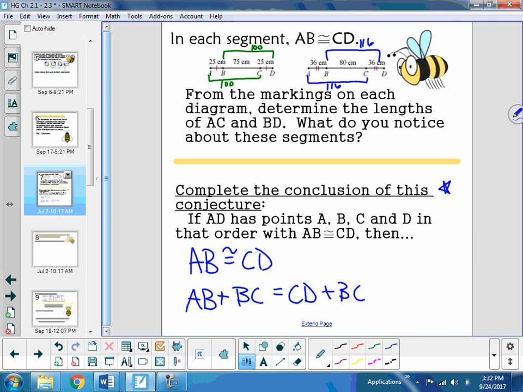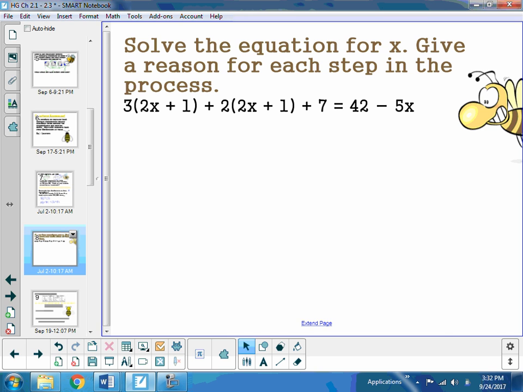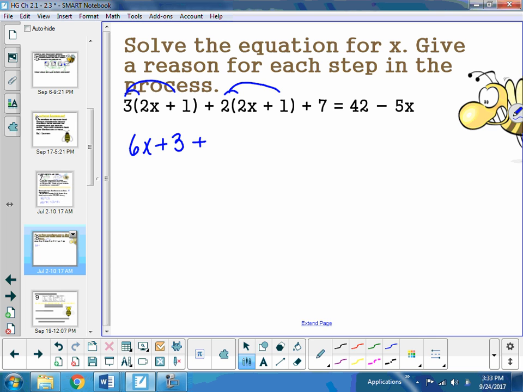Another example of deductive reasoning that you've done before, which I'm sure you all love, think back to algebra class. If we're solving for x, I know you can probably just solve for x, but what I want you to focus on is why each step can happen. The first thing I would do is distribute my 3 to both terms and my 2 to both terms. That would give me 6x plus 3 plus 4x plus 2 plus 7 equals 42 minus 5x.